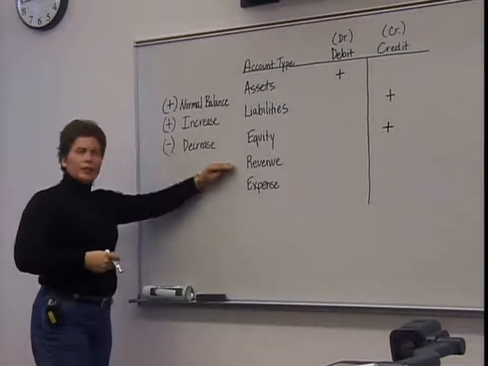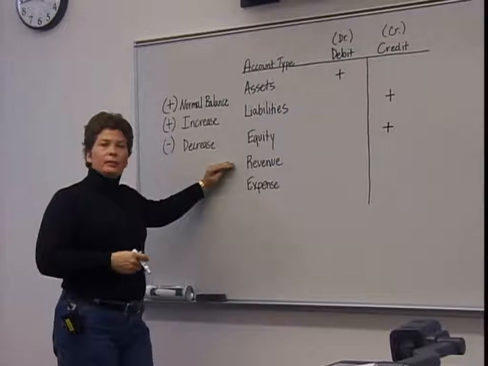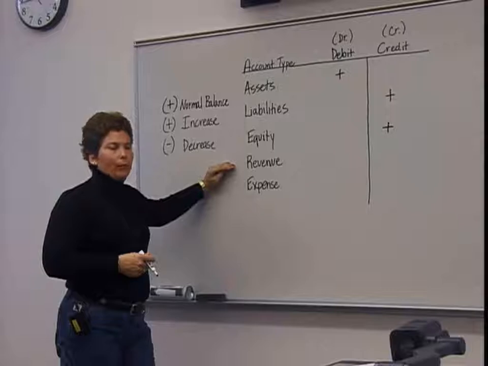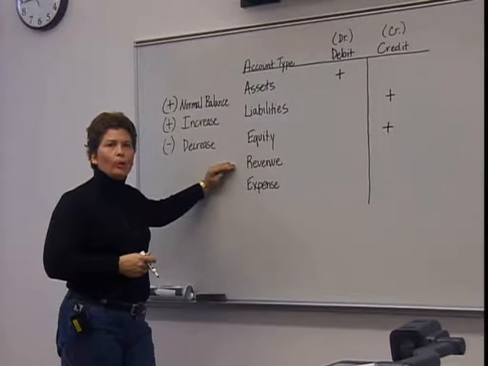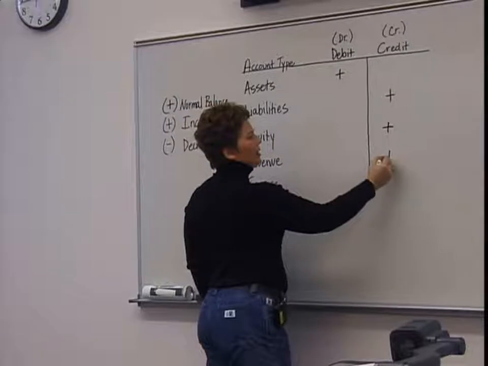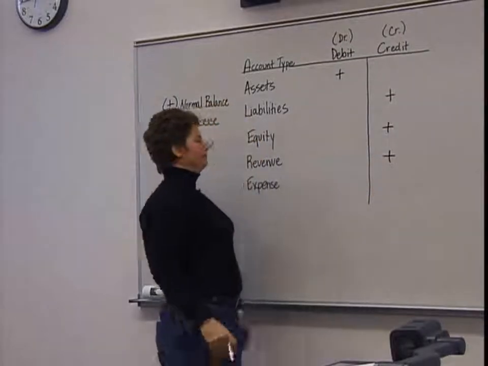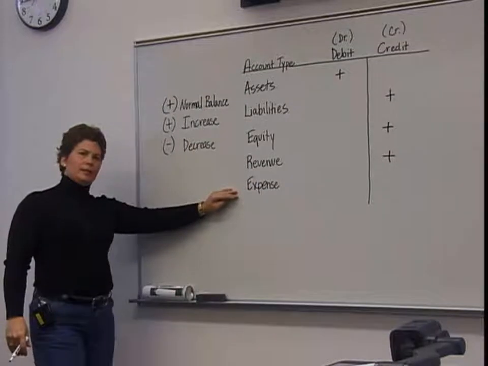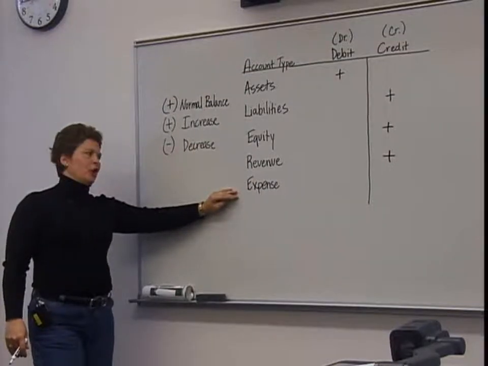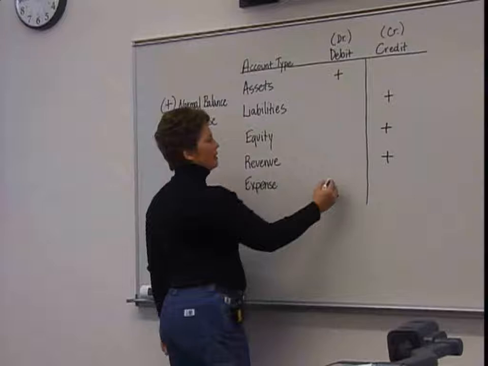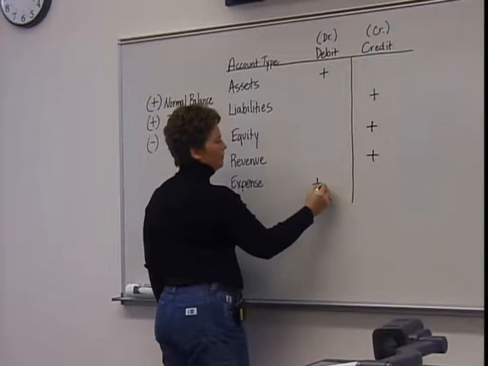Now, revenue is money that is generated by your business for products or services that you sell. Revenues, no matter what they are called, have a normal credit balance. So again, we will put a plus on the right-hand side. And finally, expenses are those monies that you incur as costs to do business. They have a normal debit balance. So we will place these on the left side.